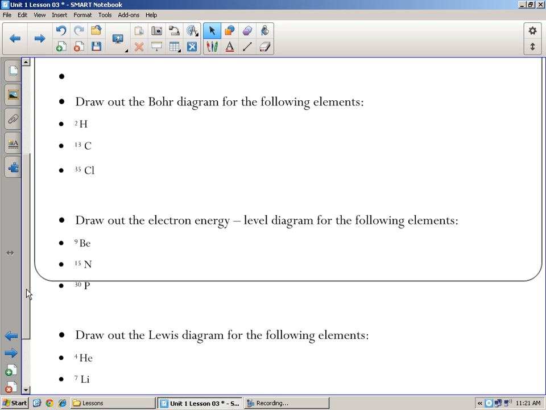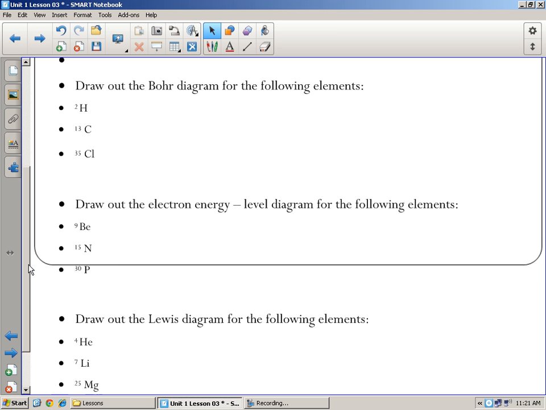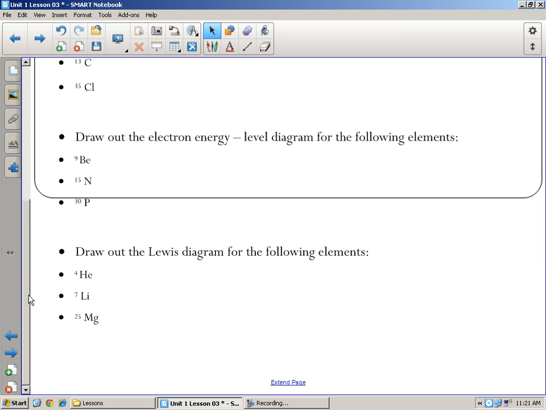But hydrogen, I want a Bohr diagram of hydrogen. This hydrogen's a little bit different. This one actually has a neutron in it, right? Because hydrogen's one proton. In this case, if it has a weight of 2, it needs a neutron. So there are hydrogens that have a neutron in them. It's not the most common one, but there is such a thing, okay? And then so on and so on. There's electron energy diagrams, and of course Lewis diagrams. So go ahead and you can work on those. If you have any questions, obviously let me know. Okay.